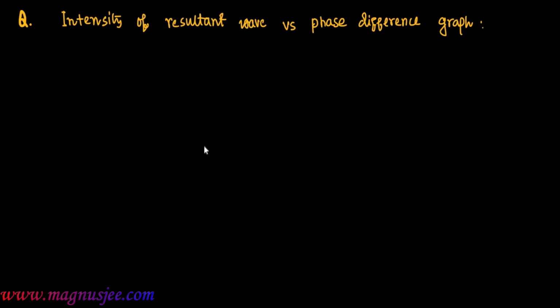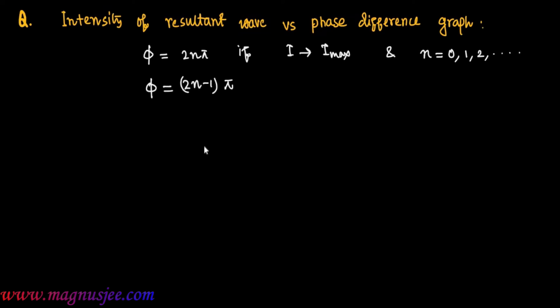Now the phase difference between two interfering light waves is phi, which is equal to 2n pi for constructive interference. That means intensity becomes maximum, I tends to I max. And the phase difference for destructive interference is phi equal to (2n minus 1) pi, where I tends to I min, and the value of n starts from 1, 2, 3, and so on.